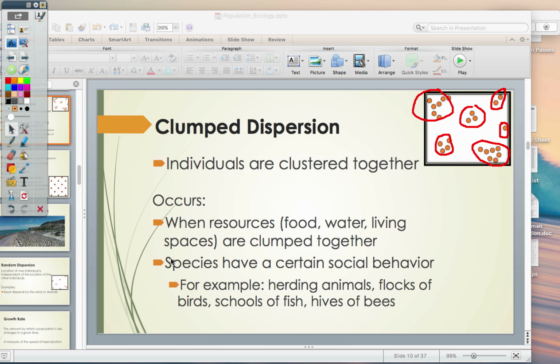It also might be part of a social behavior. So we have animals that herd, we have birds that flock, we have fish that school, and we have big groups of bees that live in hives. They are all clustering, living in social groups together. So they have this clumped or clustered dispersion pattern.